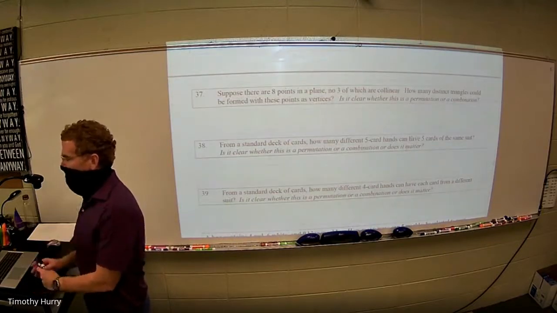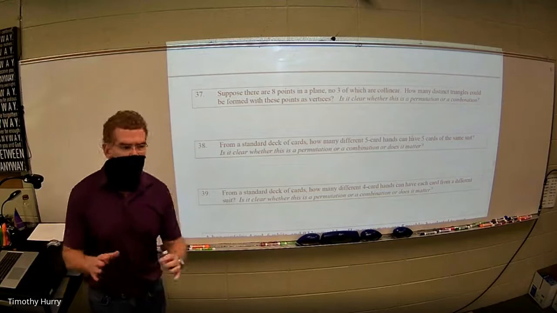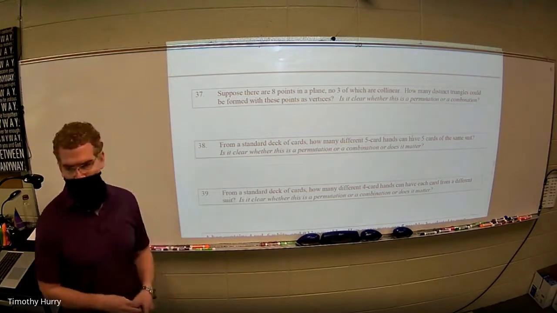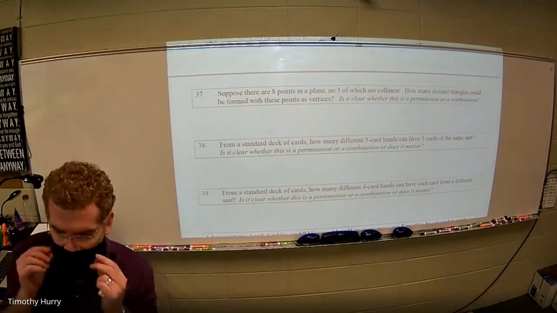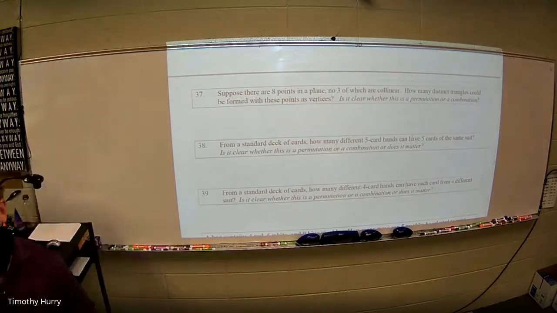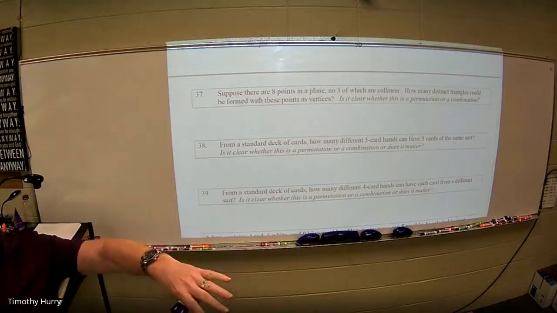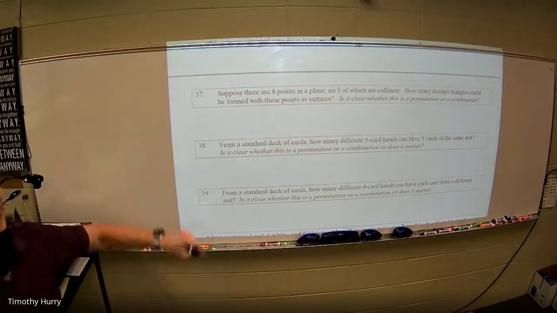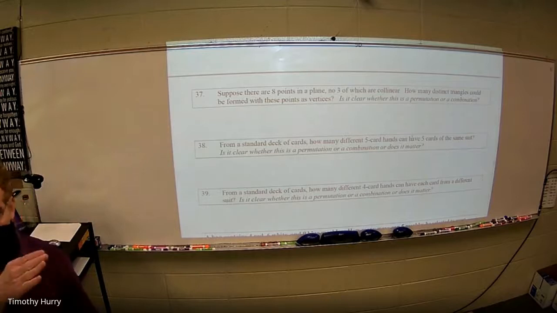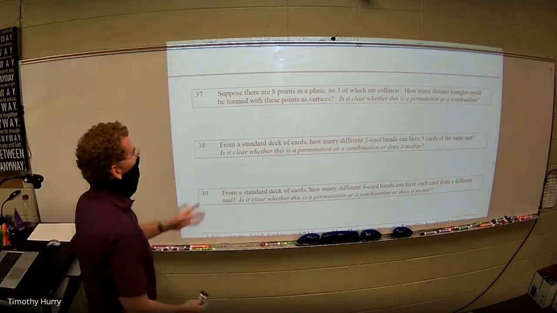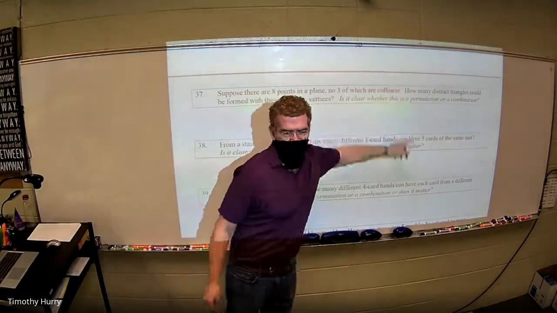Suppose there are 8 points in a plane. If I just stopped right there and asked how many distinct triangles could be formed, what could potentially get me in trouble? Yeah, if I ever had points that were linear, then I wouldn't make a triangle, right? But they said no 3 of which are collinear. So if I can't draw any line between any 3, then it's basically like putting them on a circle. I'm just picking random 3 points. I can make triangles: 8C3.